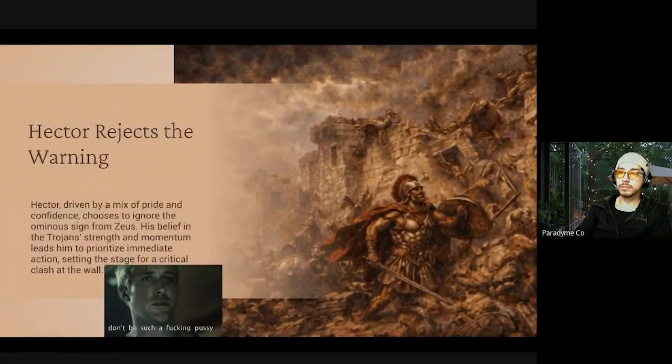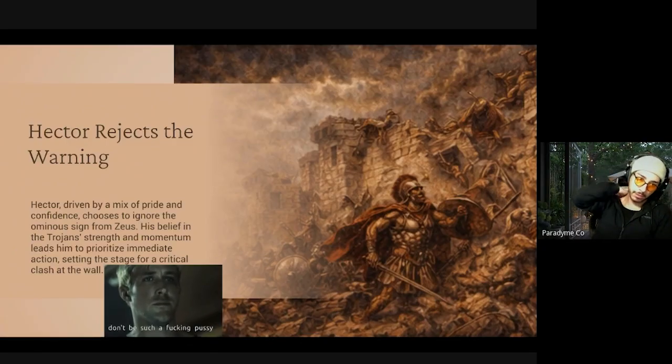Hector rejects the warning. Hector, driven by a mix of pride and confidence, chooses to ignore the ominous sign from Zeus. His belief in the Trojan strength and momentum leads him to prioritize immediate action, setting the stage for a critical clash at the wall.